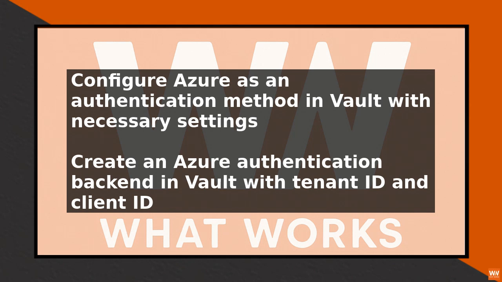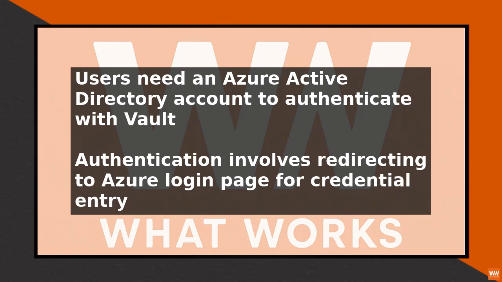To authenticate with Vault using Azure Auth, users need to have an Azure Active Directory account and the necessary permissions to access Vault. When a user attempts to authenticate with Vault, they are redirected to the Azure login page where they enter their Azure credentials. If the credentials are valid, Azure redirects the user back to Vault with an authentication token. Vault then verifies the authentication token with Azure and grants access to the user if the token is valid. The user is then authenticated with Vault and can access the necessary secrets and resources.